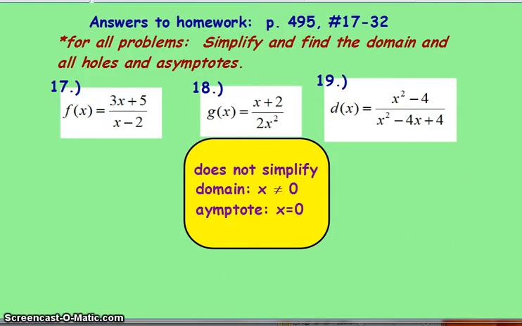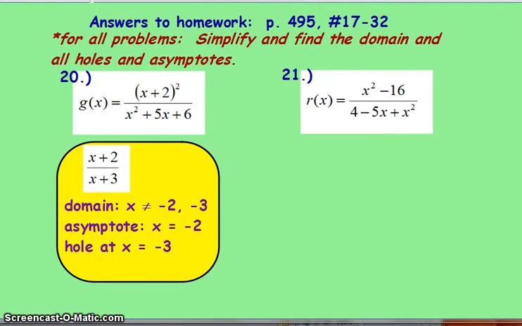Let's look at the homework that you were assigned last night. We began speaking about number 18 in the last video, but it got cut off. We discussed how it does not simplify. The domain is all numbers as long as x is not equal to 0, and there is an asymptote at x equals 0. Numbers 17 and 19 are not worked out here because you have access to the answers in the back of your book. Number 20 is factorable, and it simplifies to x plus 2 over x plus 3. And here's the answers for that one.